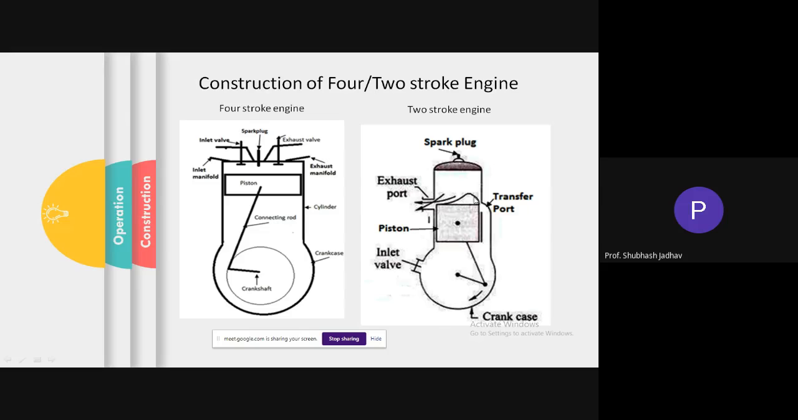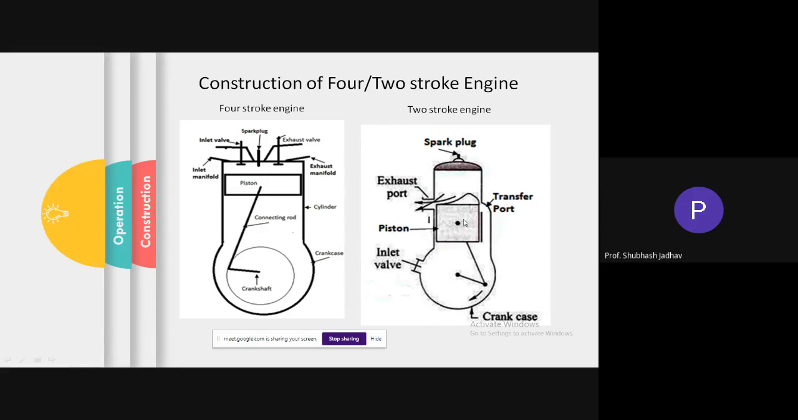Okay, so I think we have discussed this in the previous lecture also, and when we discussed the piston, we said that there is a projection on the upper side of the piston generally used for a two-stroke engine. So this is the projection for that.